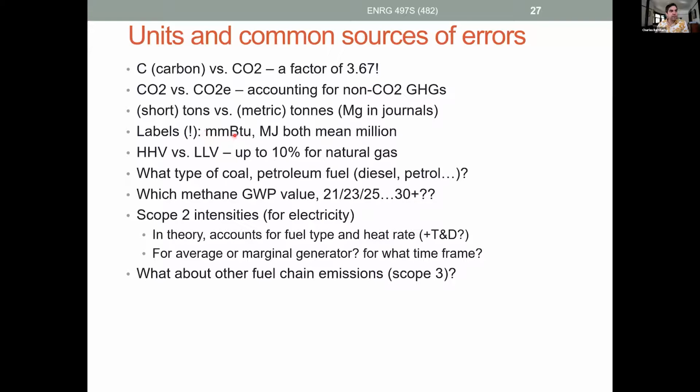Stupid labels like BTU, where capital M for BTU means a million. Higher heating value versus lower heating value. This can cause like a 10% difference in the emission factor, especially for natural gas. The more hydrogenated fossil fuels, the ones with more hydrogen, make more water. Power plants always use HHV, and that's what you'll see usually.